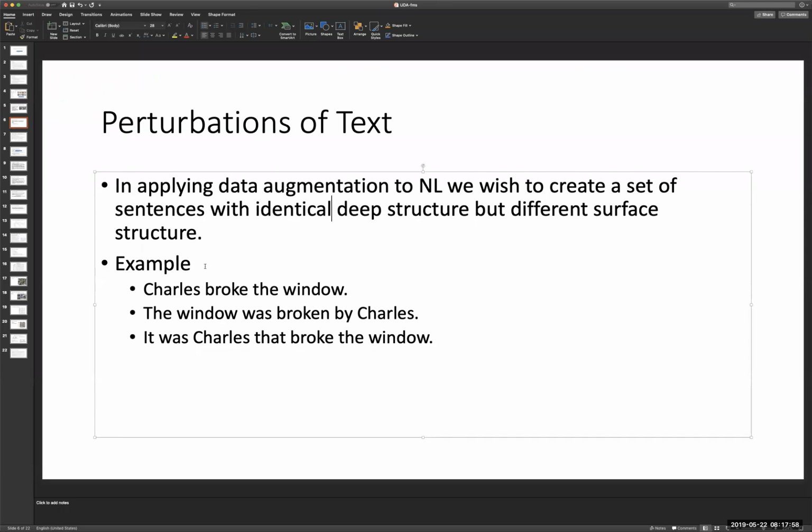We might have, for example, the sentence, Charles broke the window. But a perturbation of that sentence could be, the window was broken by Charles, which is a passive transformation of the sentence. And another possible perturbation, it was Charles that broke the window. So we've managed to triple our data set of text using this perturbation.